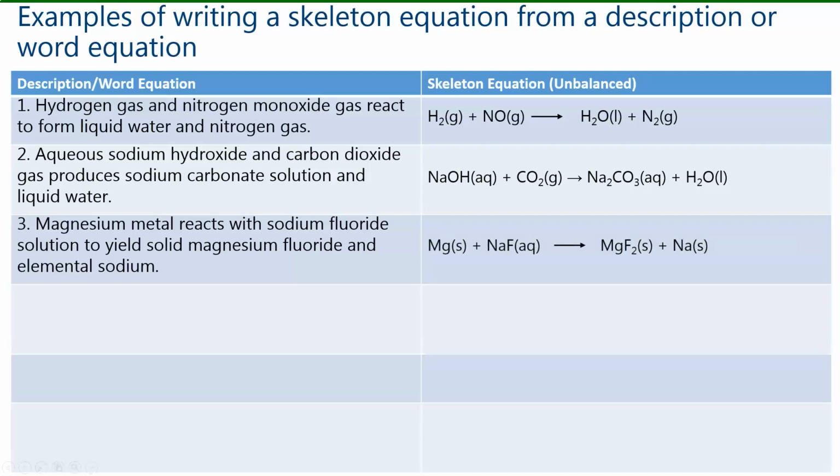So we have magnesium metal, that tells us it's a solid, which is indicated, plus sodium fluoride, the formula for that is NaF. It said it was a solution, which means aqueous, so that's indicated. To yield, that's our arrow, and then we have solid magnesium fluoride. MgF2 is the formula for that, and solid is there to indicate it's a solid, plus elemental sodium. Elemental sodium is a solid at room temperature, so that's indicated.